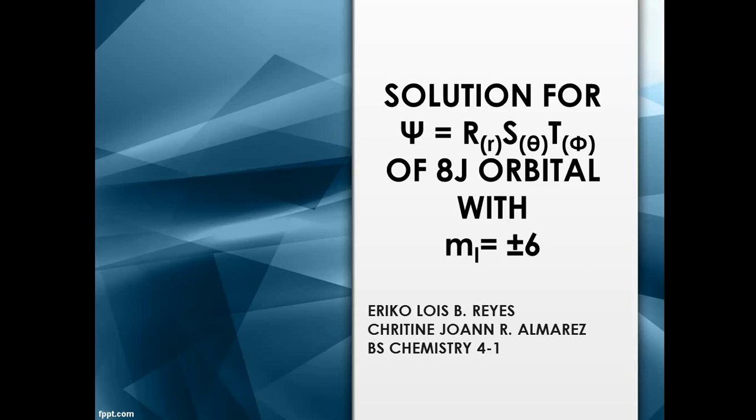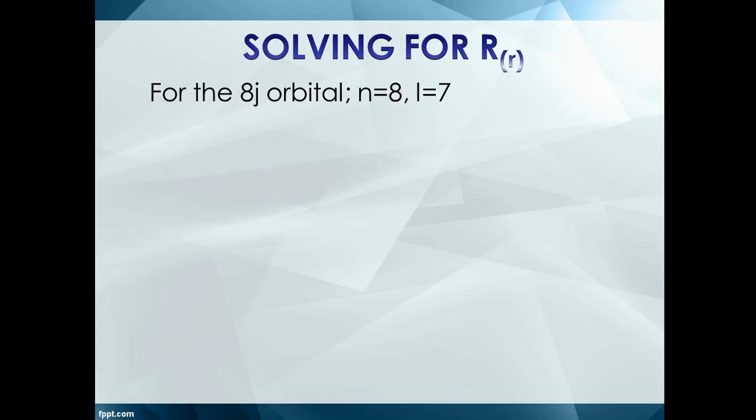And today we are going to show you how to solve the wave function of an 8J orbital with ML equal to positive or negative 6. So, the wave function consists of the R, S, and T function.